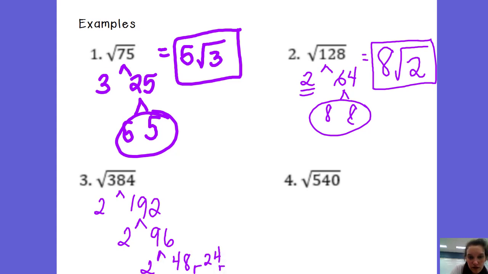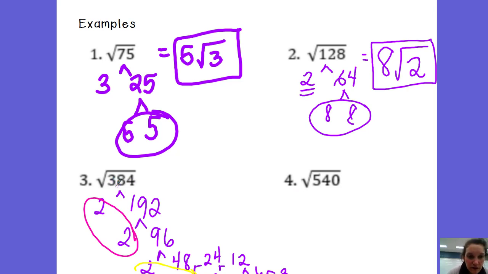24 is 2 and 12. 12 is 2 and 6. And 6 is 2 and 3. Woo! Have mercy. Okay, got a pair of 2s. Circle them. I got a pair of 2s. Circle them. I got a pair of 2s. Circle them. So this is where it can get a little messy when you're doing this method.